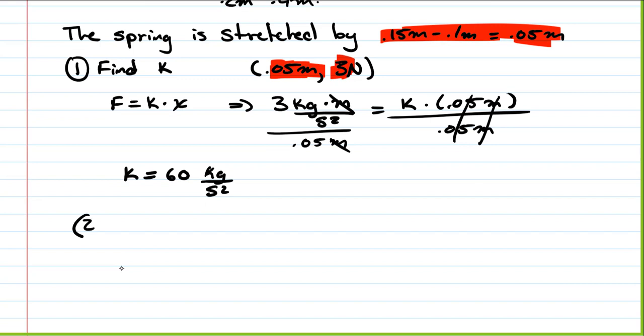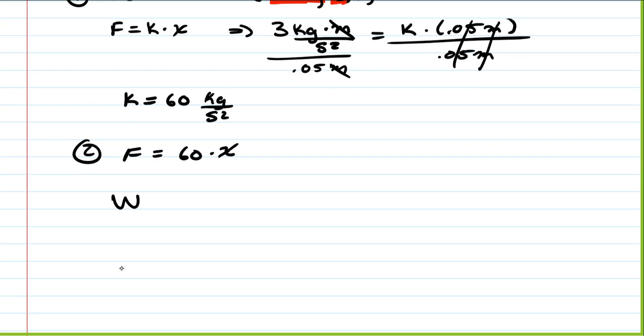So now we have our equation. F is equal to 60, and I'm going to suppress the units now. So our force is equal to 60 times x. Let's go ahead and calculate our work. Our work is going to be the integral from a to b of our force function times the distance that it has to travel.